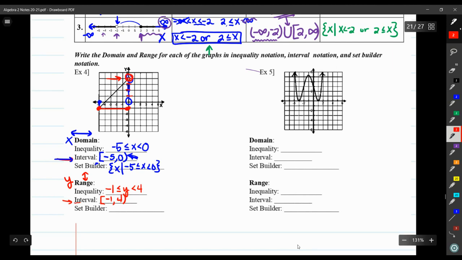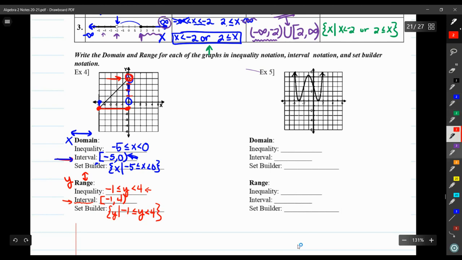The interval is a lot simpler and has less to remember. And then the set builder is the fancy version of the inequality. So we're going to have the set of y's such that, and then we're just going to use this inequality again. -1 less than or equal to y less than 4. And then close your set.